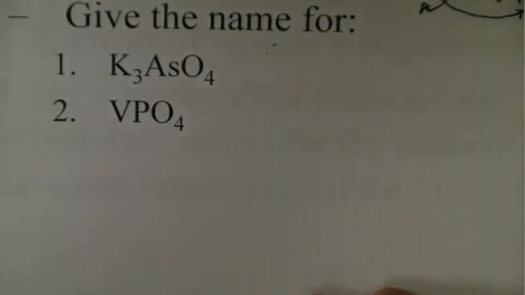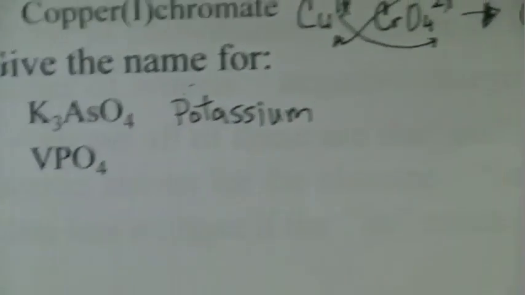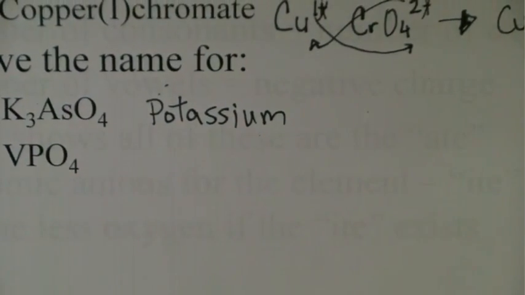Down here, just put the 2 together. We know K is potassium. Sorry, left-handed is always going to make this more difficult. And AsO4, if you looked it up, is arsenate.